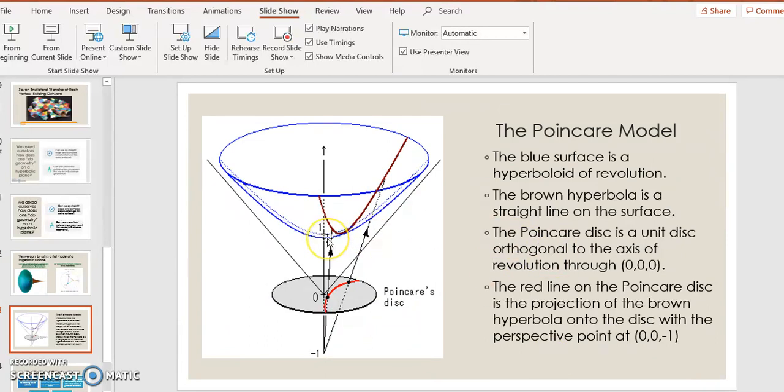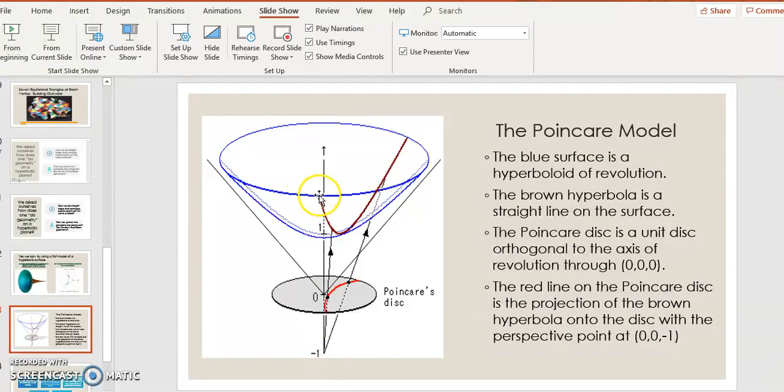If you look at the blue structure here, this is the upper piece of a hyperboloid of two sheets. This would be your axis of revolution. And this right here is the Poincaré disk, a disk of radius 1. We call that a unit disk, centered at 0, 0, 0. The edge of it is considered to be infinity, just like the edge of this hyperboloid up here would be considered to be at infinity. The projection is done from this point down here at 0, 0, negative 1.